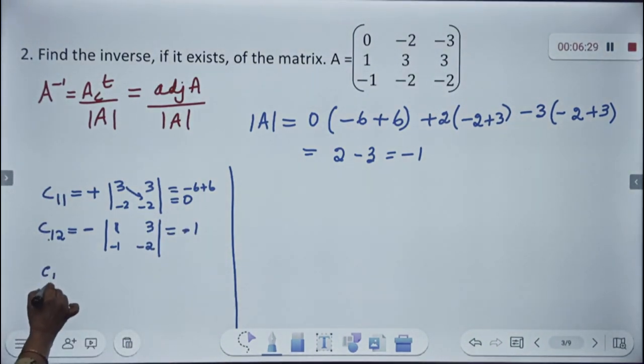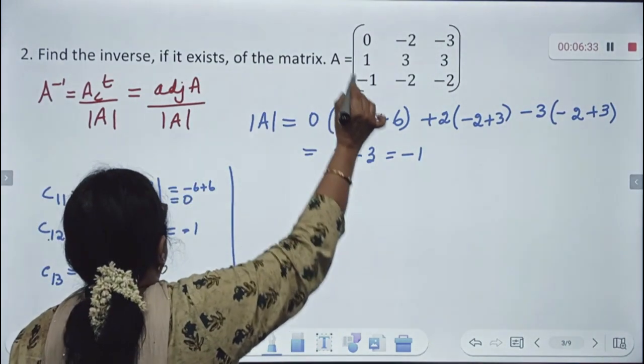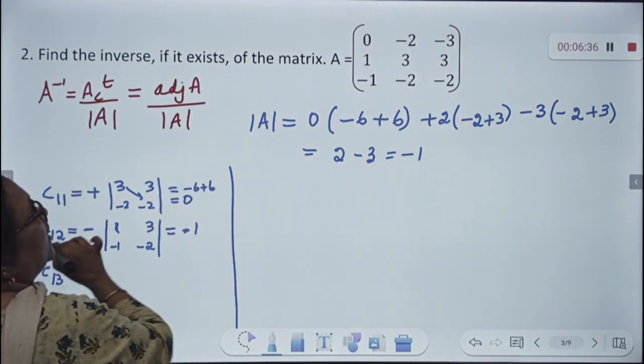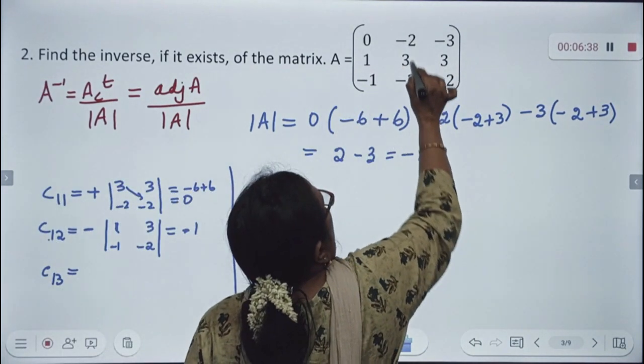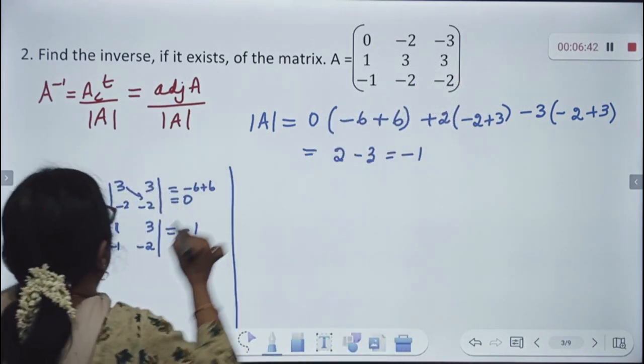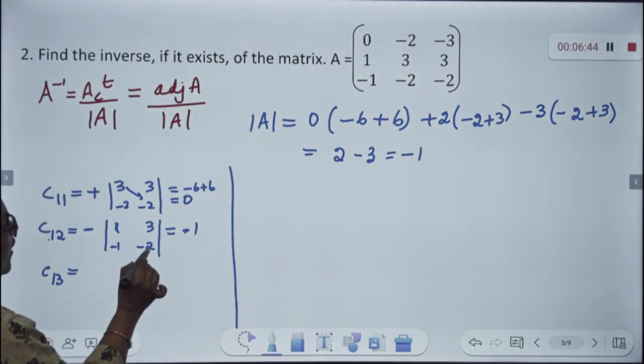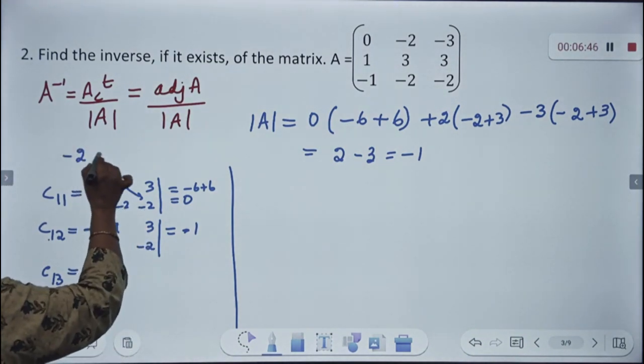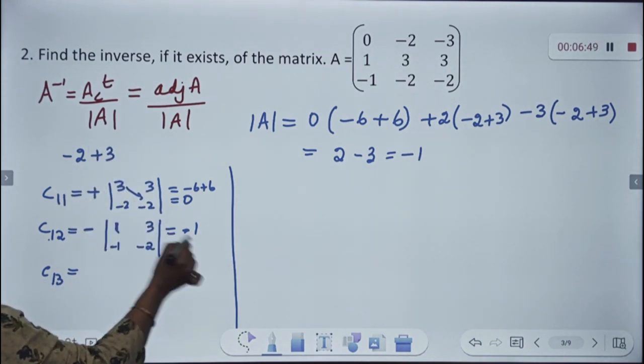Next, C13. Don't change the sign. First row, third column. So for first row, second column, how did we do? We left this column and row. So we got 1, minus 2, 3, minus 1. First multiply this. What will you get? Minus 2 plus 3. So 3 minus 2 is minus 1.